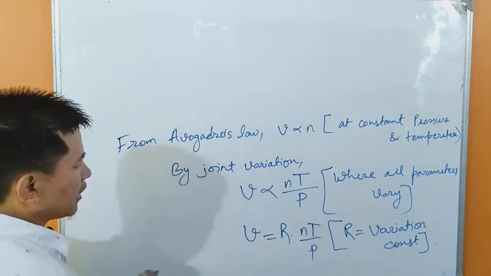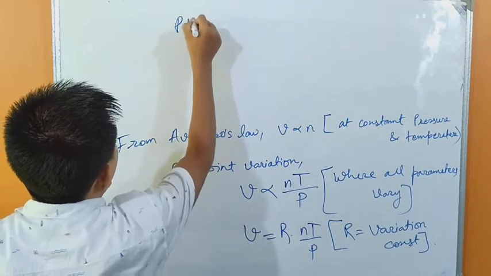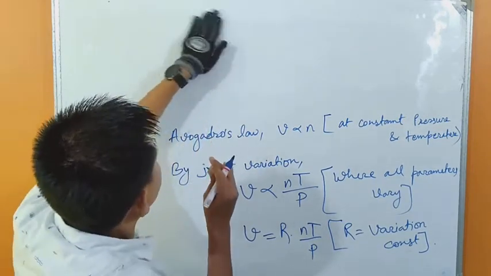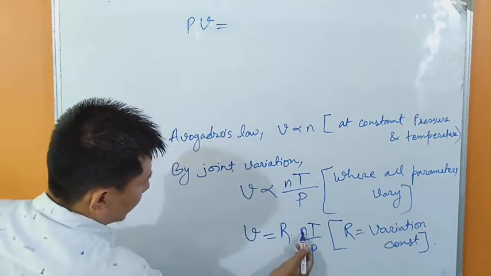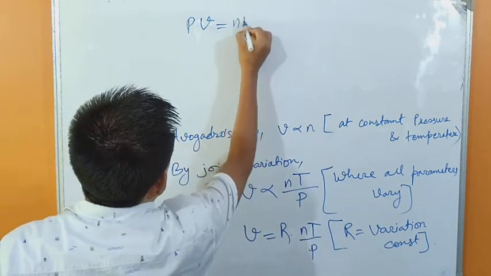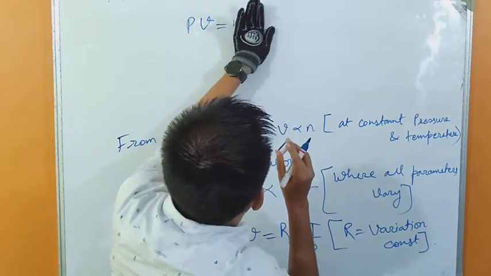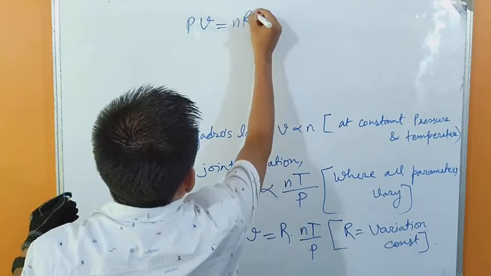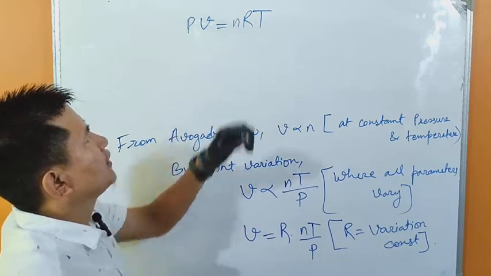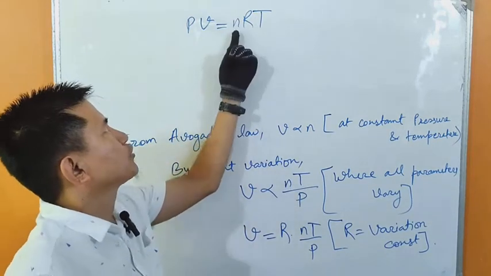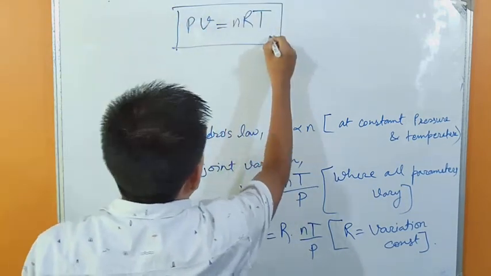Okay, now let us cross multiply this P with V. P into V is PV equal to R into N into T, which can be written as nRT or RNT as you wish, but generally we write R in the middle, so nRT. PV equal to nRT. This equation is called ideal gas equation.